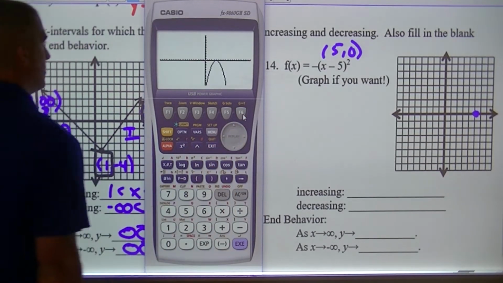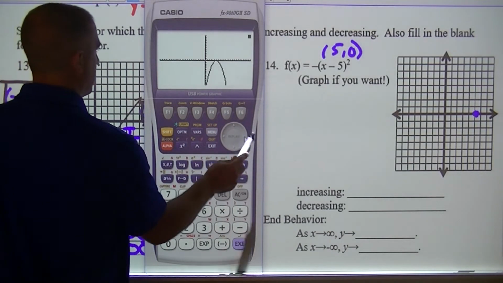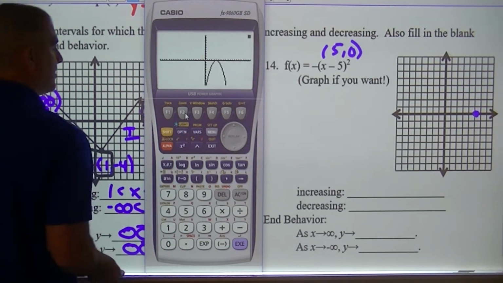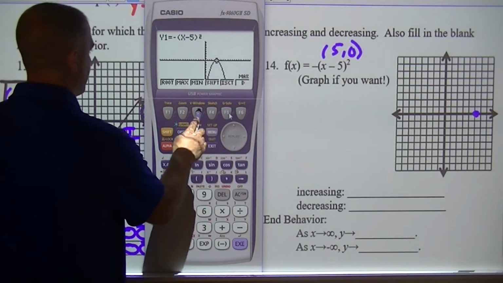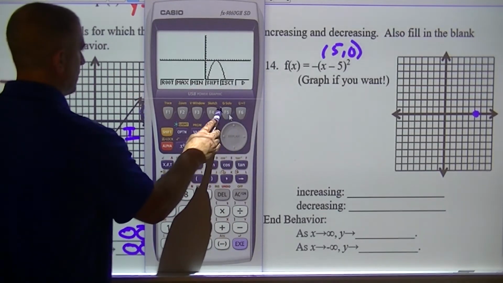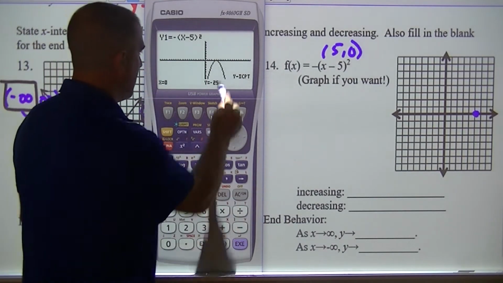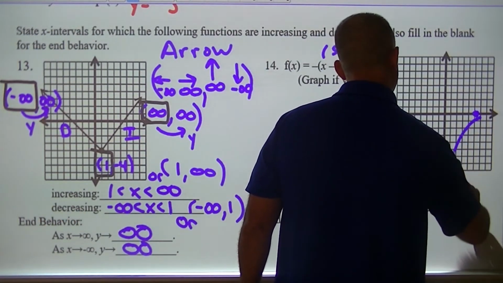All right, we're going to draw. G solve root: 5, 0. Check to see if there are any others. Nope, that's the only one. I've graphed that already. G solve max: 5, 0. That's it. It's already graphed. G solve minimum: we don't have one. G solve y-intercept: 0, negative 25. So that's way down there. And if I look at my shape, it does something like this.